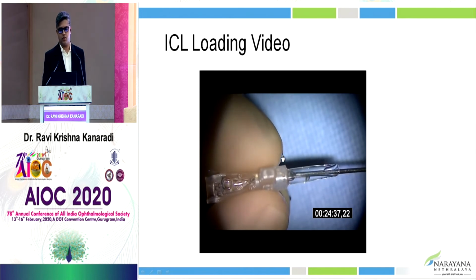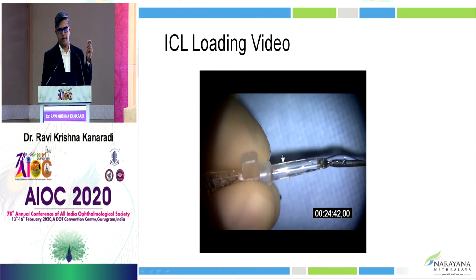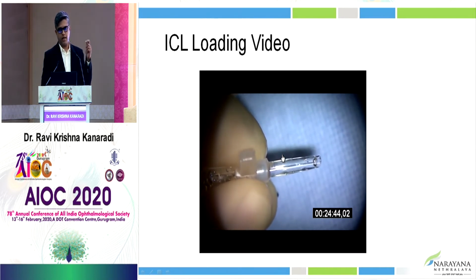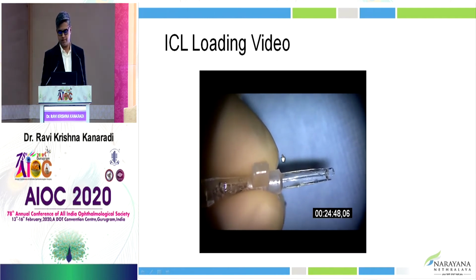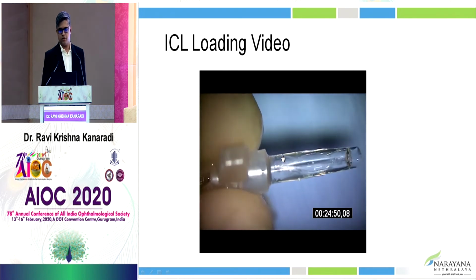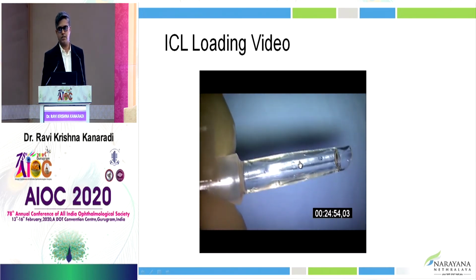And catch hold, then slowly pull with your left hand, not the right hand. You are supposed to pull the cartridge; don't try to pull the ICL with the forceps. Then just have a look at the lens, whether it is straight and smooth or has a wrinkled appearance.